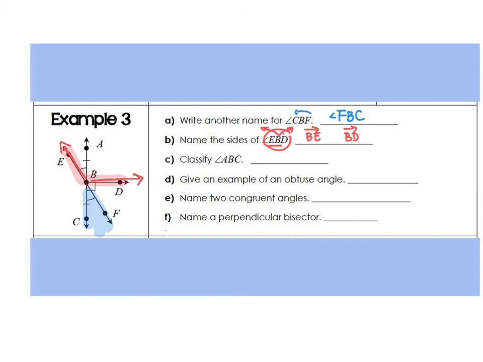Classify angle ABC. That means this is a little bit tricky. This one all the way down here, and if you guys notice, that is a straight angle. Okay.